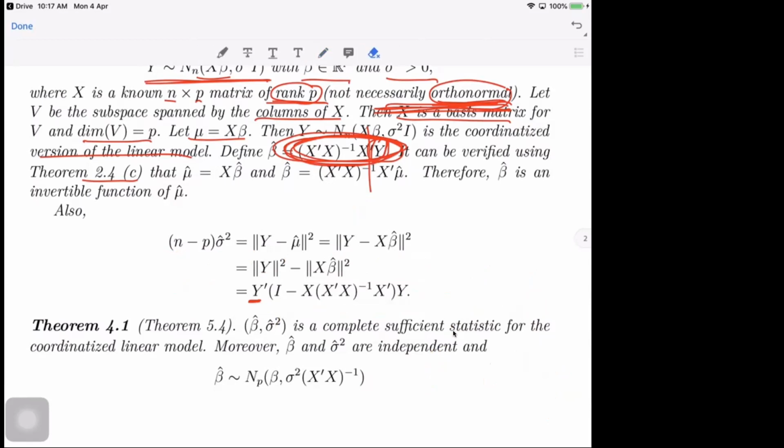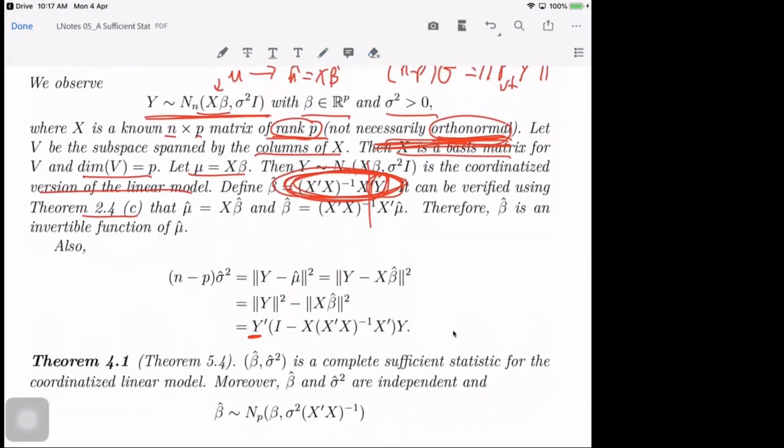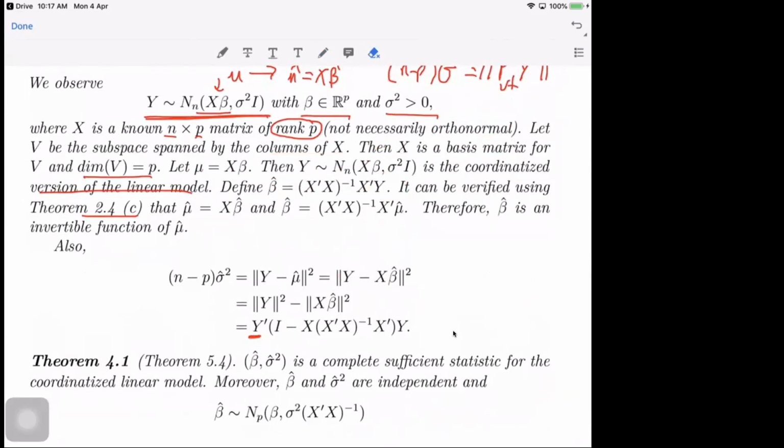So in other words, we can always express mu hat as X beta hat, and you can always express your sigma in terms of your basis matrix and your Y, no?